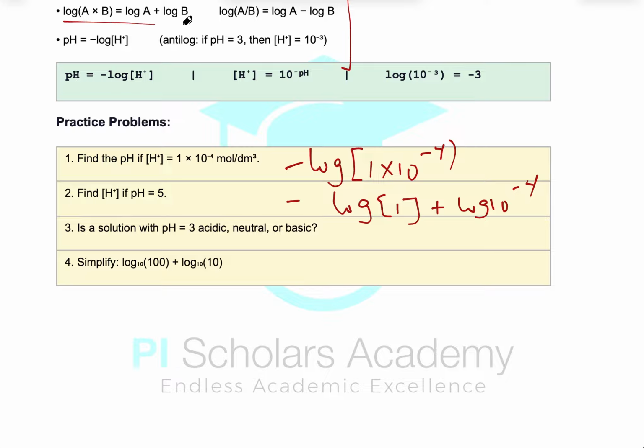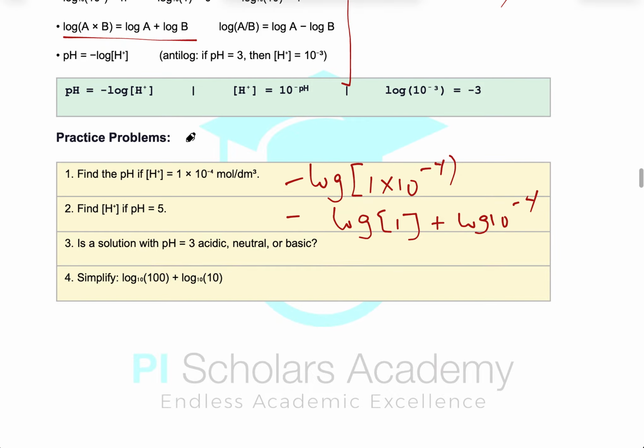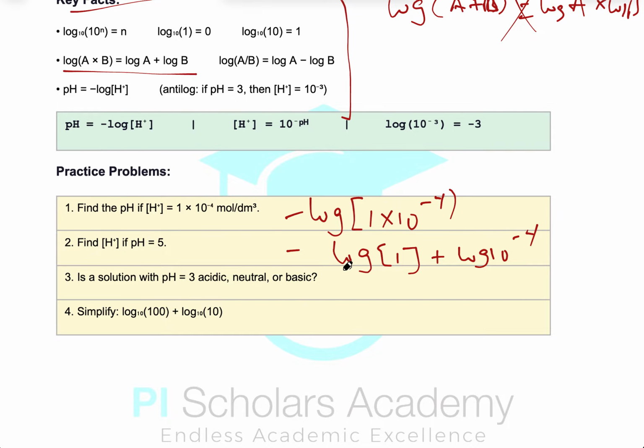So what have I applied here? I've applied this rule that says that when you are multiplying, you can split the logarithm. But don't forget, log 1 itself is 0. There's still the minus sign outside anyway. And then this will be plus log 10 raised to power minus 4.